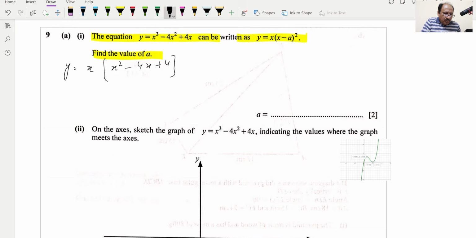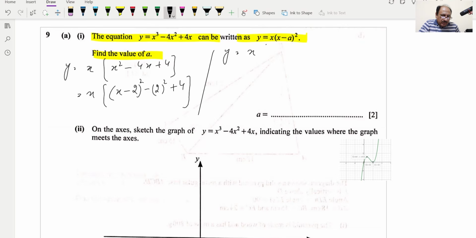And now we can rewrite it as this one. We'll write x and we'll copy the sign, and 4 divided by 2 will be 2 squared, and minus this 2 squared and plus 4. This is how we are completing square. Hopefully you understood this. And this is y is equal to x into, in brackets we'll write x minus 2 squared minus 4 plus 4. This will be gone, and this will be equal to x into x minus 2 squared.